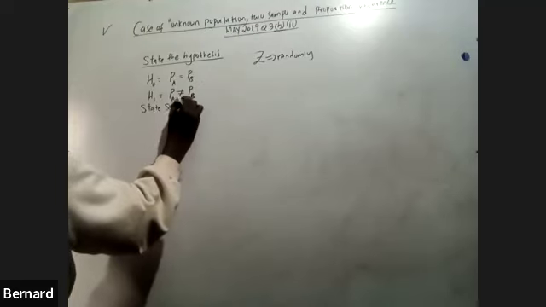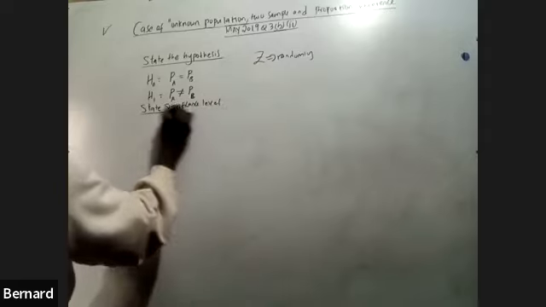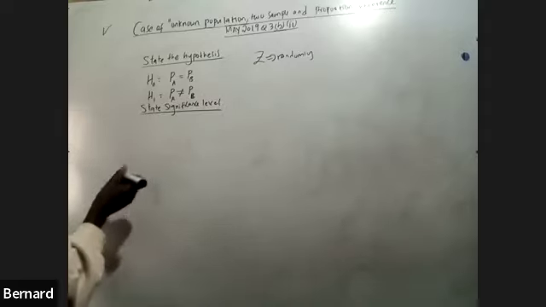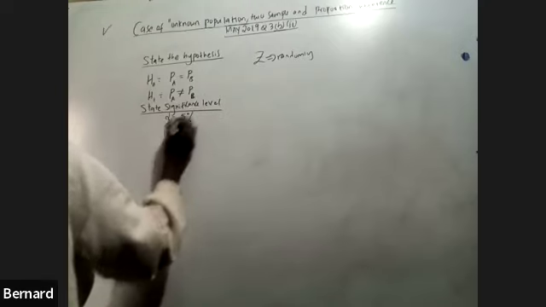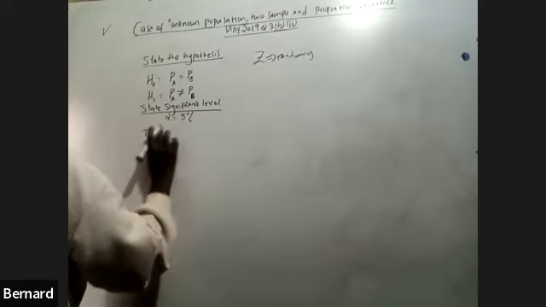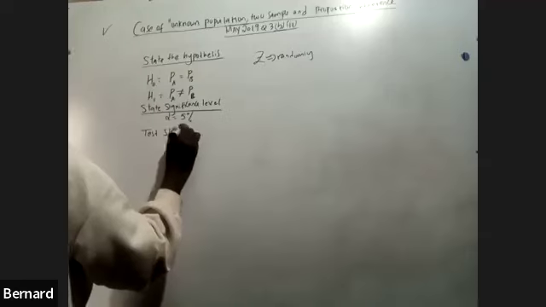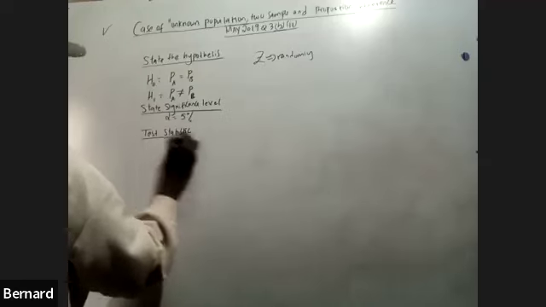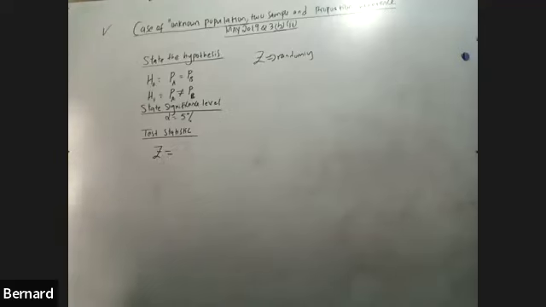Significance level. So what will be the significance level? So I'm taking 5%. Next is the test statistic, which can be Z or T, but in this case, the majority is Z. Now, this is the format.